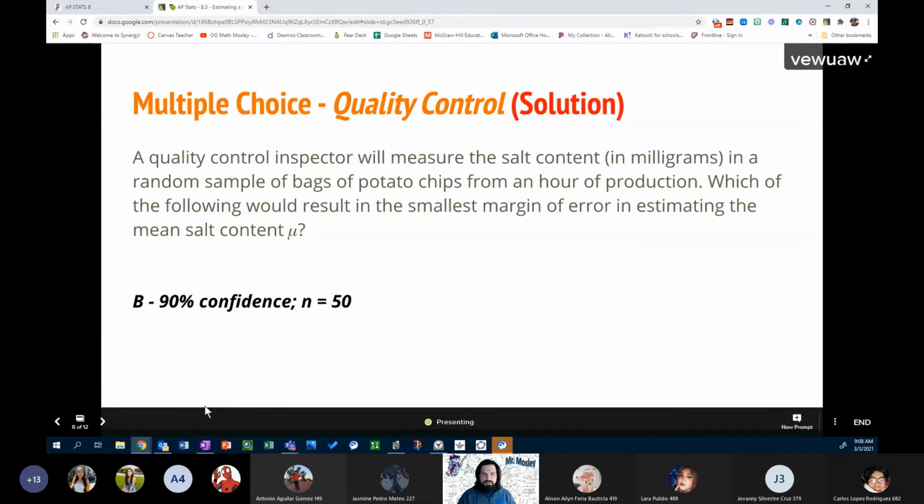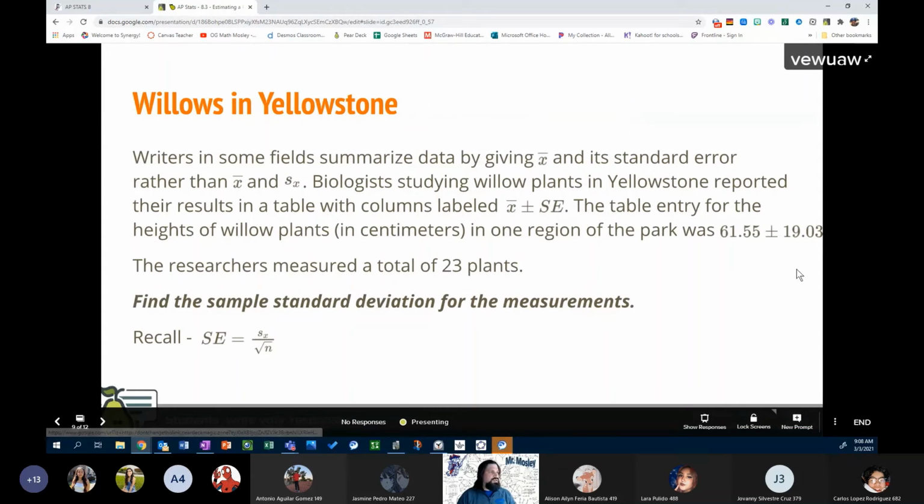All right, next one. And this next one is not multiple choice. So this one you're going to need to have some scratch paper to do.